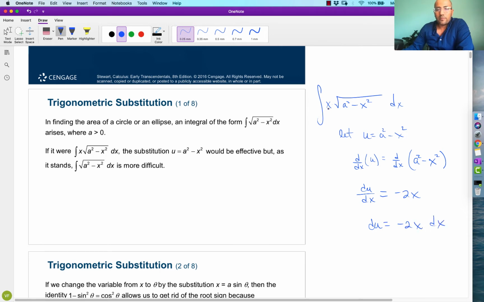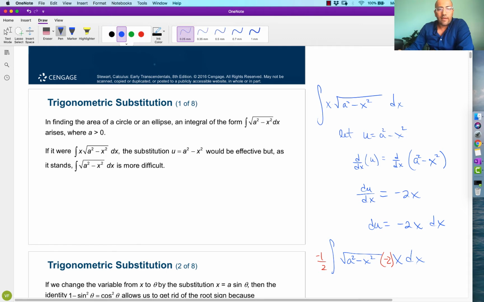Right? So that really helps us that there's an extra x there. Now if I can just move this around and put it over there, I'd end up with the integral of square root of a squared minus x squared, x, and then that dx, and we're almost there. We're just missing this minus 2, which we can just introduce right in there, and then balance it out with a minus 1/2 out here, right?